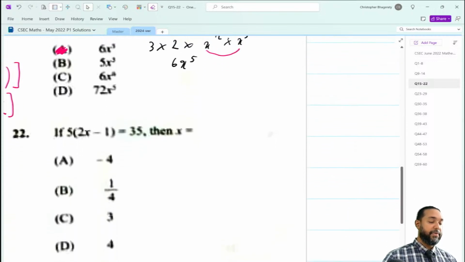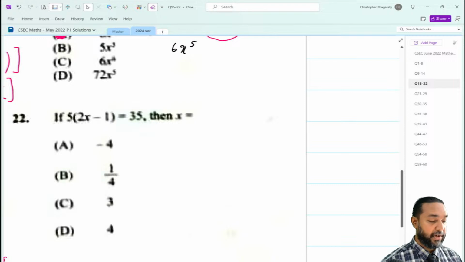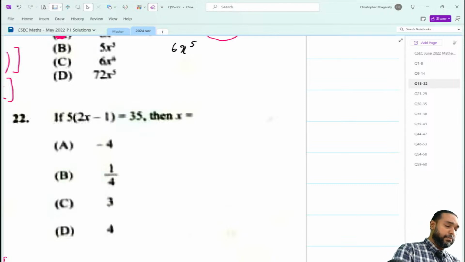All right. 22. If 5 multiplied by 2x minus 1 is 35, then x is equal to what? We could use the basic distributive law to expand and simplify. What is 5 by 2x? 10x. What is 5 by 1? 5. And that's equal to 35, right? Let's quote unquote carry across the 5 to both sides of the equation. What do you do? We'll add it.